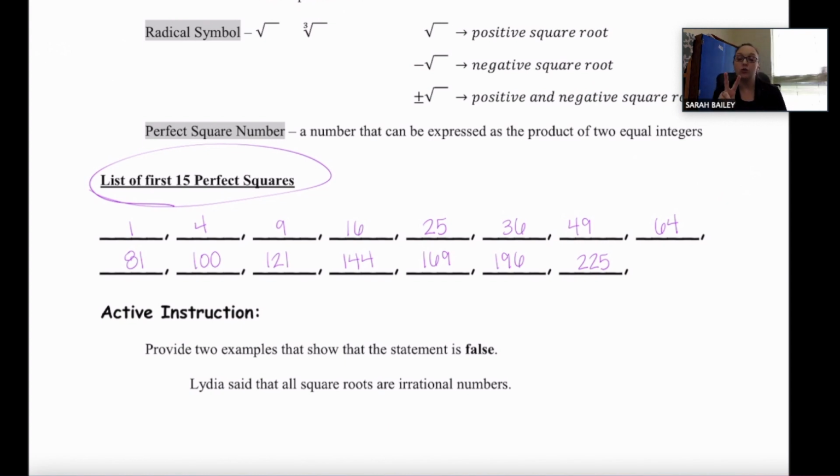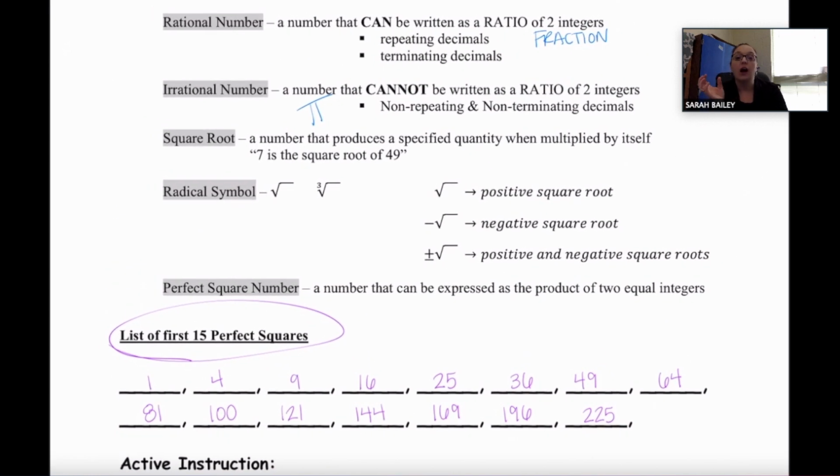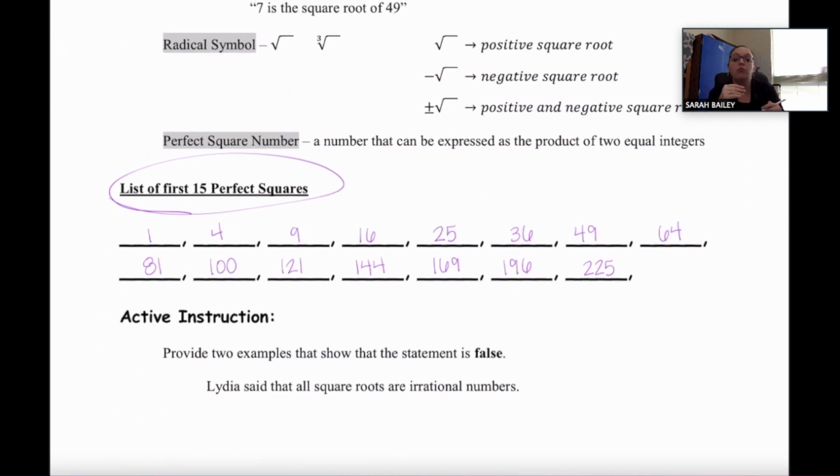It says provide 2 examples that show that the statement is false. Lydia said that all square roots are irrational numbers. Now, let's go back. What is an irrational number? An irrational number is a number that cannot be written as a ratio of 2 integers, meaning that they are non-repeating and non-terminating decimals. Okay, so we want to prove what Lydia said was false.